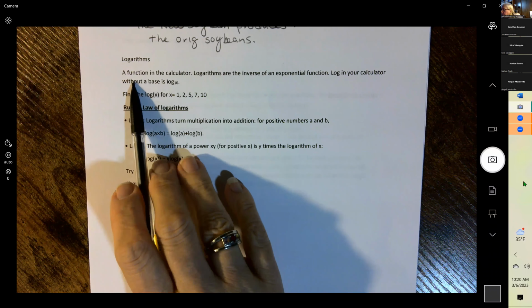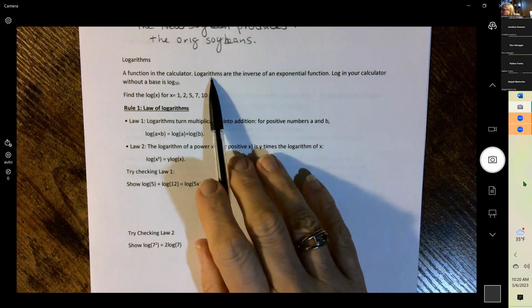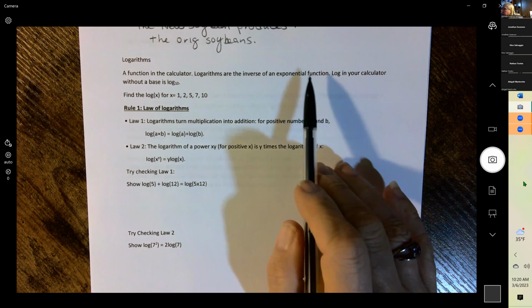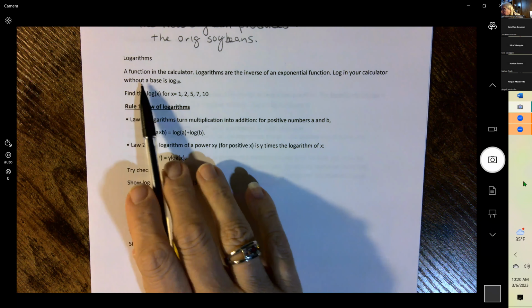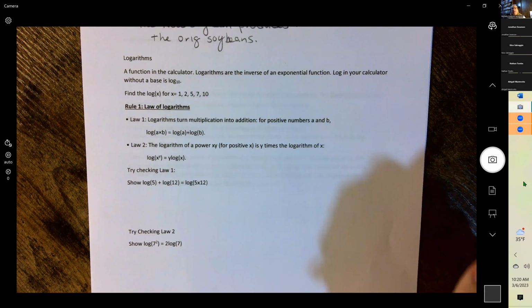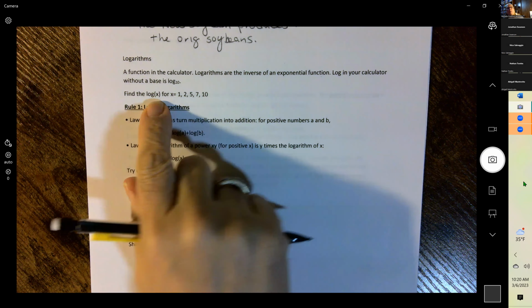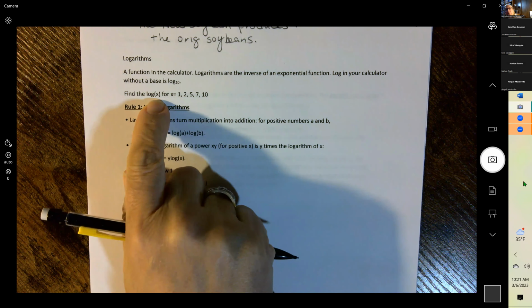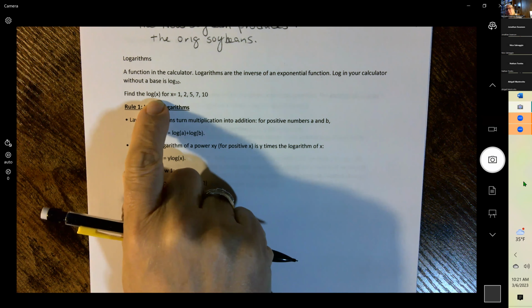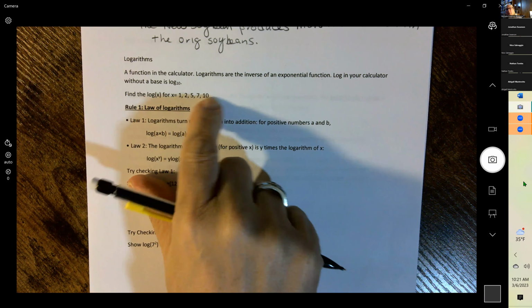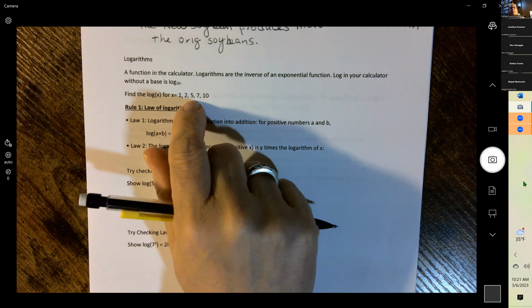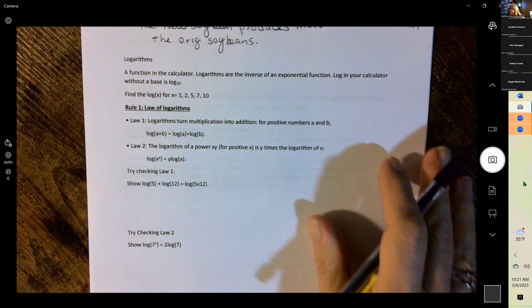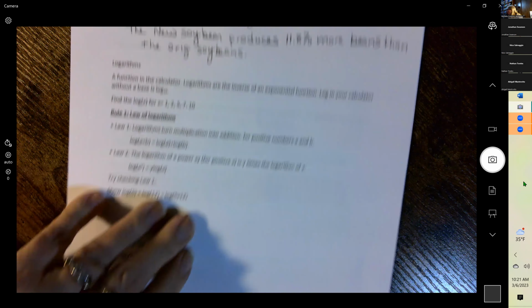In your calculator, there's a function for logarithms, and they're the inverse of exponential functions. Without a base, if it's just log, then it's base 10. So written like this is log base 10. Let's find the values just to make sure we know how to plug them into our calculator for 1, 2, 5, 7, and 10.